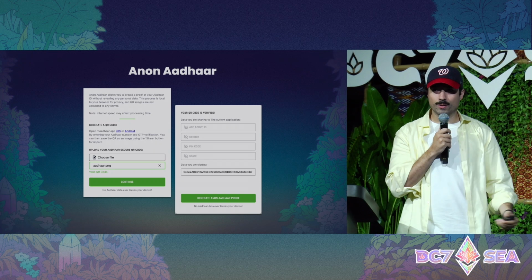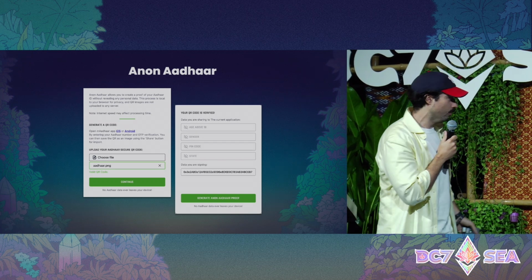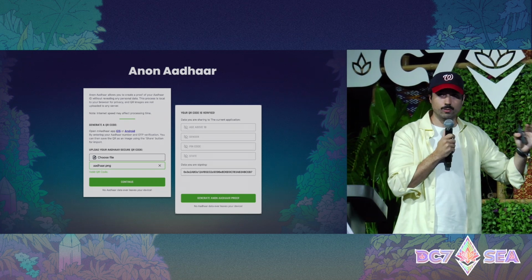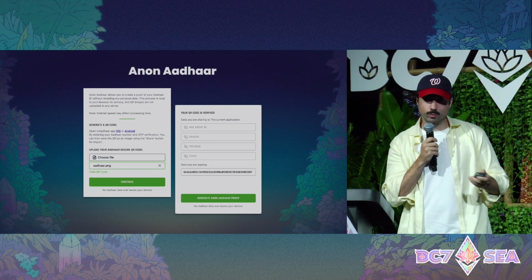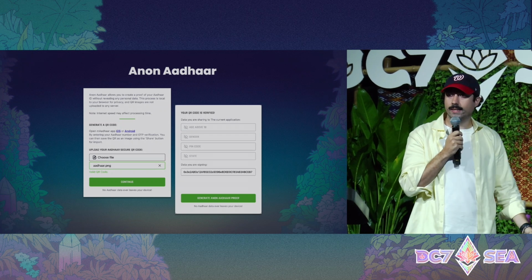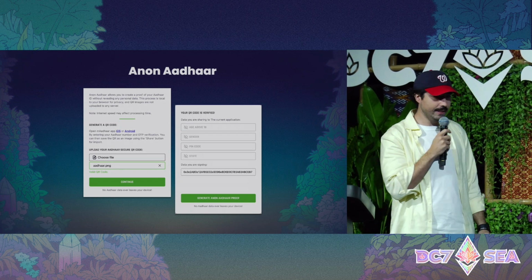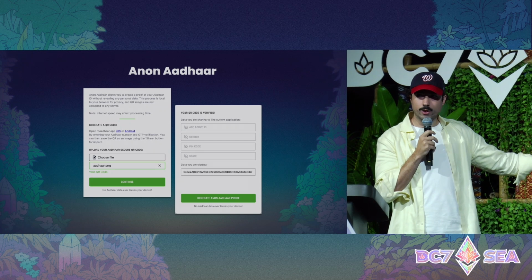So now let's talk about AnonAadhaar, the project we are working on. AnonAadhaar is applied to Aadhaar. Aadhaar is the biggest identity program in the world, with 1.2 billion people having an Aadhaar identity. And basically, we developed exactly what I showed.